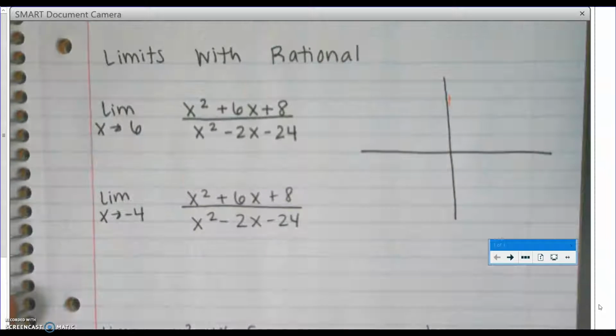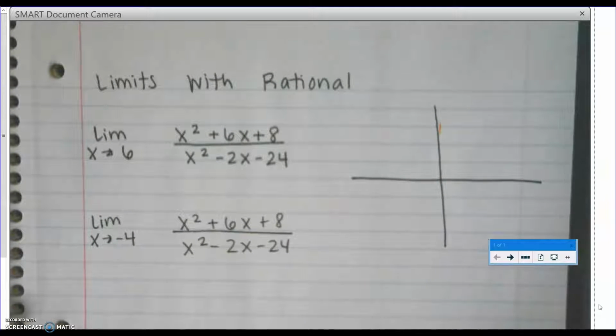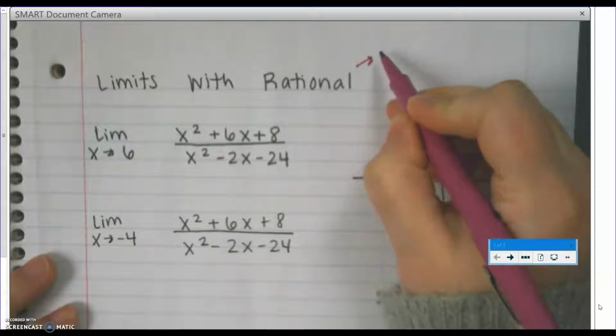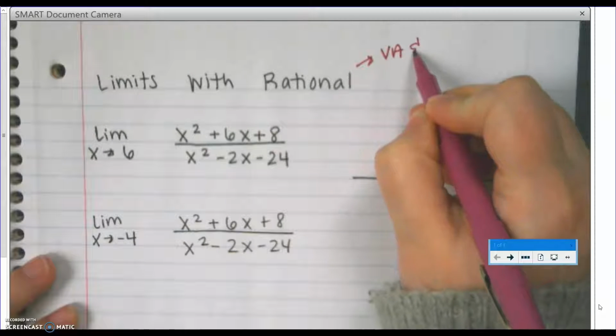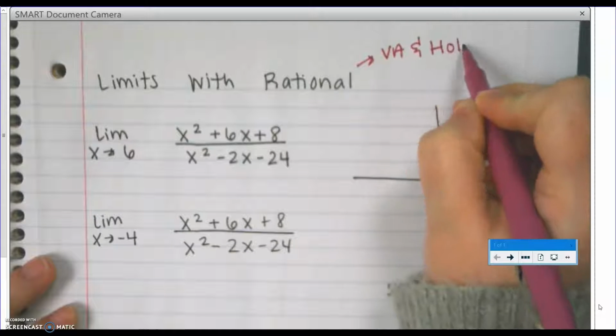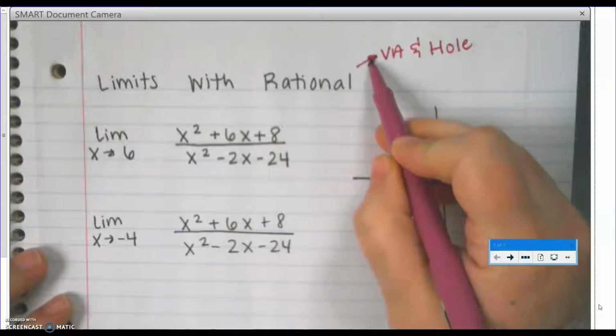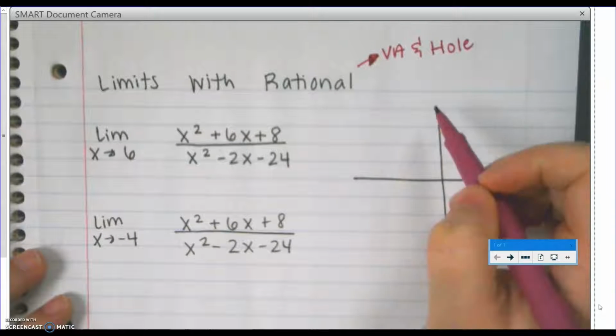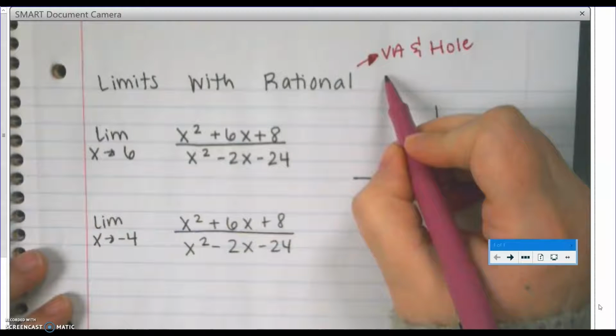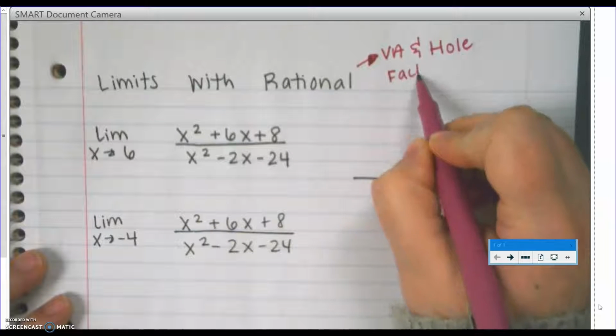So the places that are concerning about a rational function on the graph are the vertical asymptote and if there's a hole in the graph. And you should have gone over this last week, finding key features of rational functions. So in order to find those, we have to have the factored form.